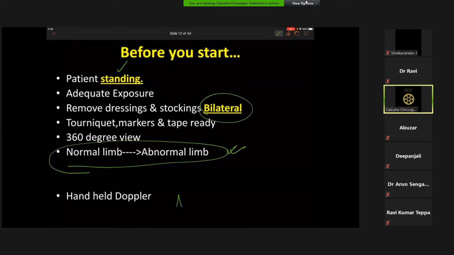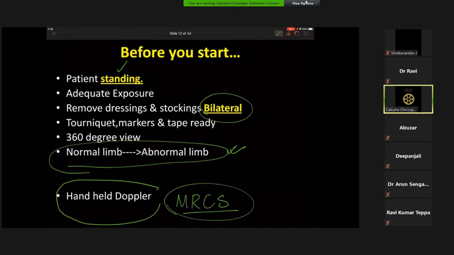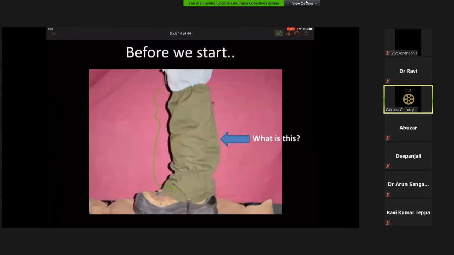For an MRCS examination, remember, if you are planning to help, you must know how to use a handheld Doppler. This is the most important thing, because in MRCS, tourniquets are not very favored. So you must be very clear about how to use a handheld Doppler. Now, before we start, remember that this piece of clothing is called a gaiter. Okay, and the lower 2/3 of the leg is thus called the gaiter zone.